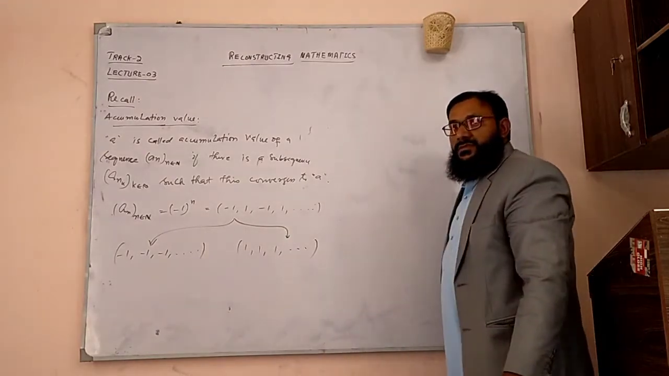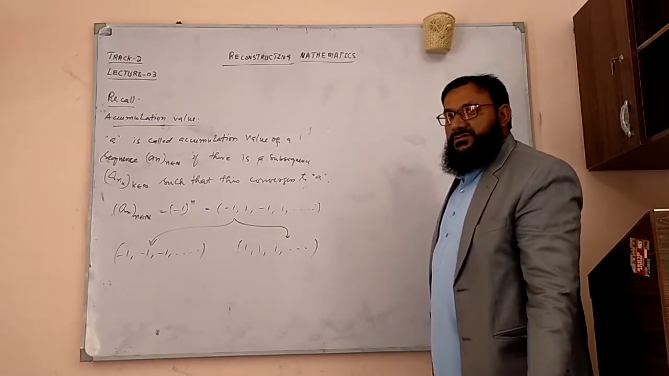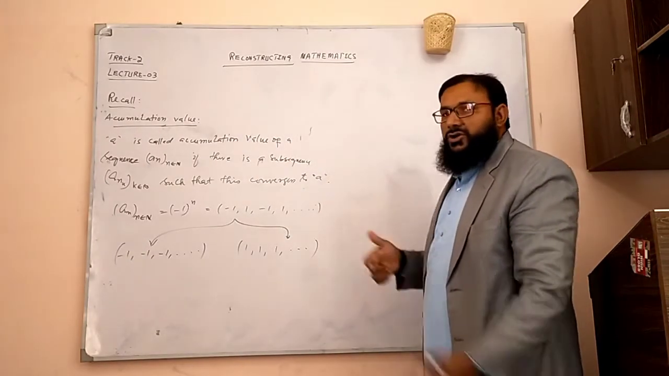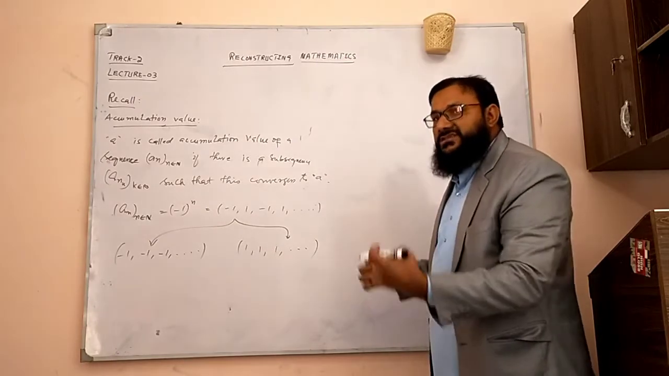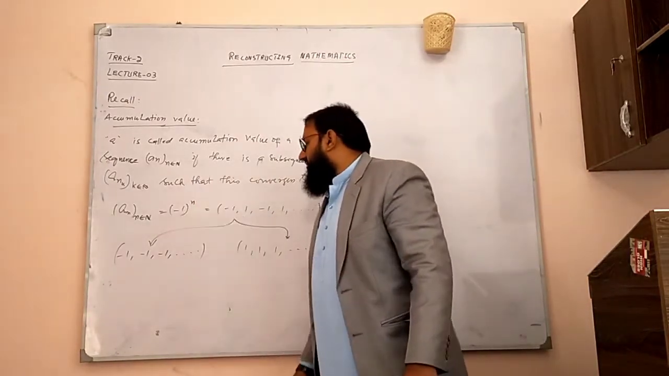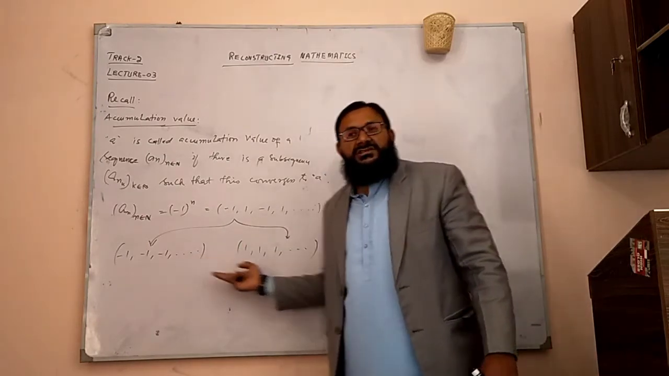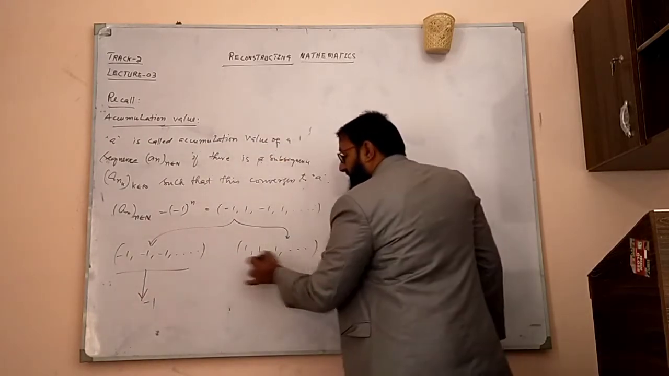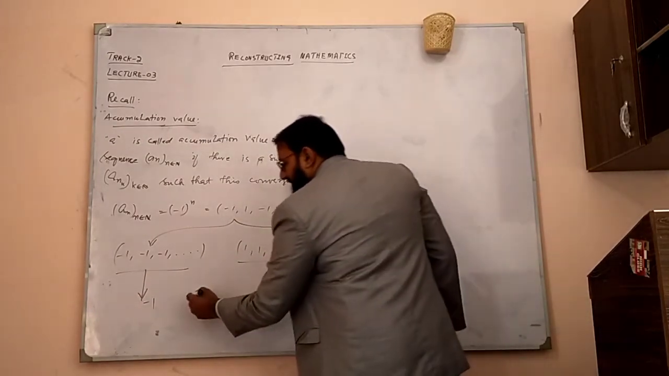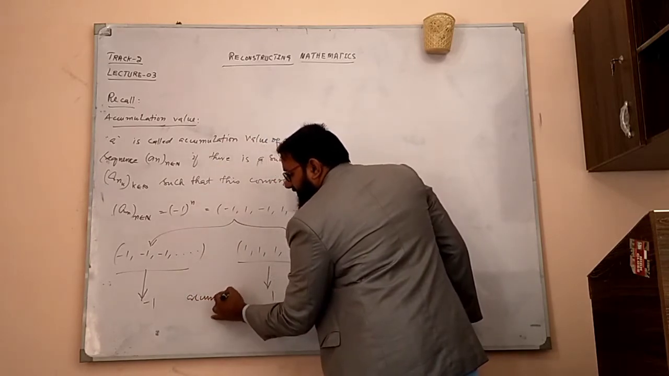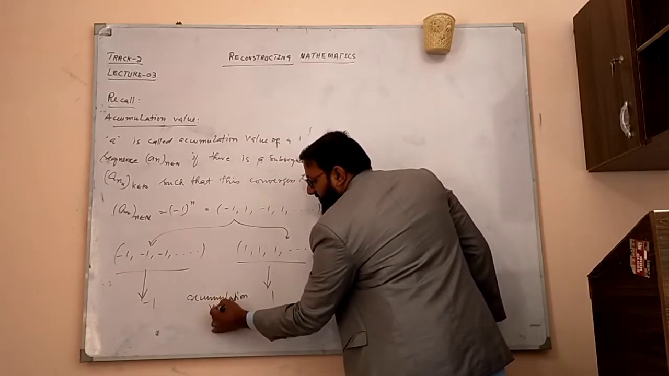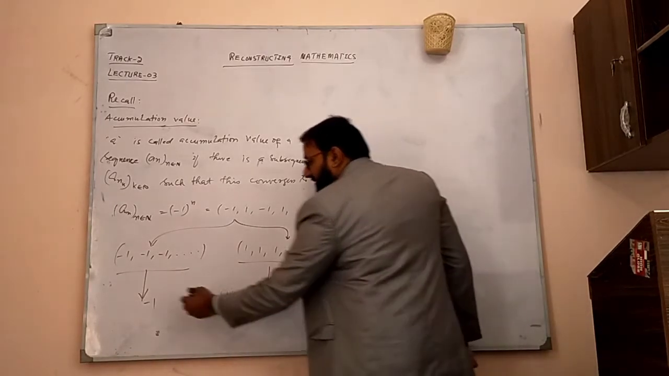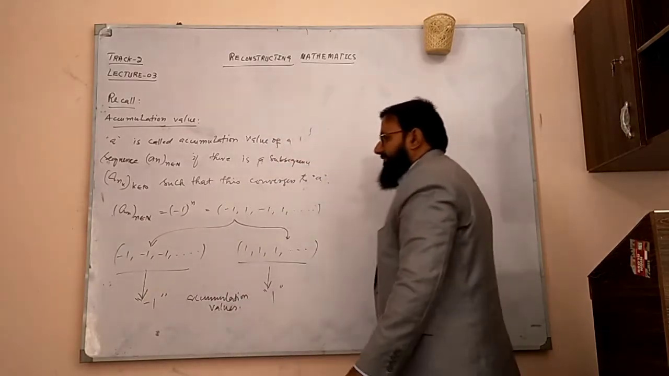Sir, are these subsequences? Yes, itself. But we are talking about any subsequence, not all the subsequences. We are talking about any one subsequence. So this is any one subsequence, and let's say that one sequence is either this or this. What is the limit of this sequence? -1. Yes. And what is the limit of this sequence? 1. And we call these accumulation values for this sequence. So there are basically two accumulation values. One is 1 and another is -1.